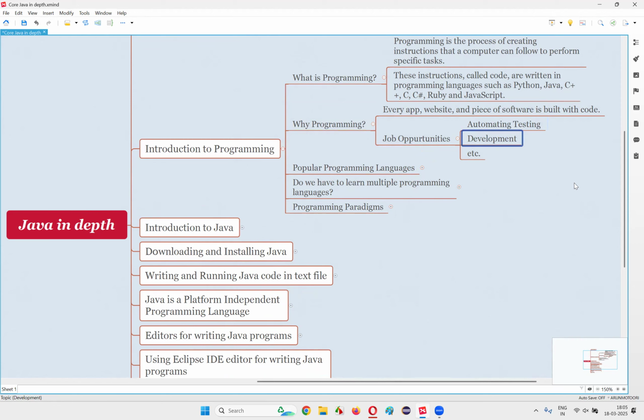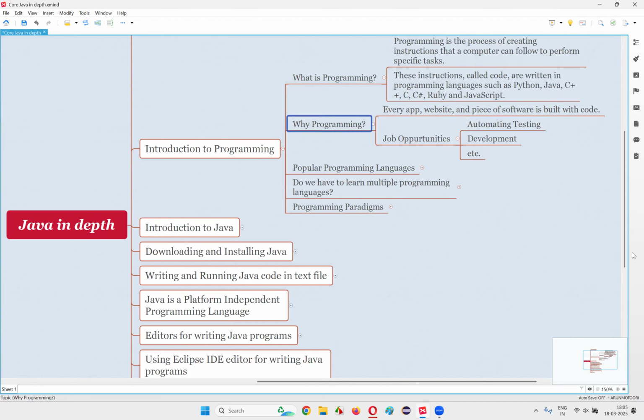A lot of job roles are there in the market in the IT field. People who learn different programming languages can apply for jobs like automation tester or developer, and they can get into a company. So there are two reasons for programming. The main reason is to build software, because of which the job opportunities exist.